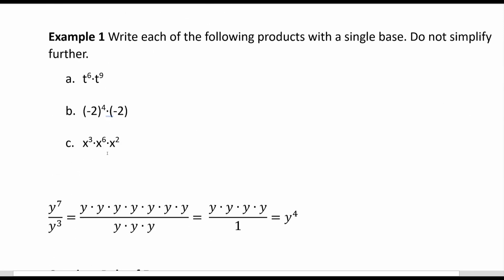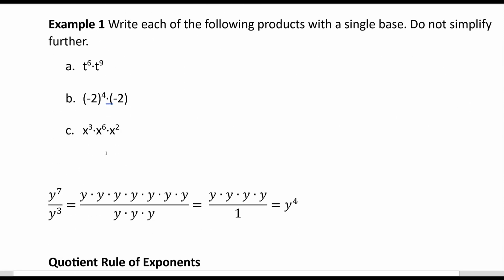And so we're going to write each of the following products with a single base. Do not simplify any further. So this is t to the 6th times t to the 9th, which is t to the 6 plus 9, which is t to the 15.